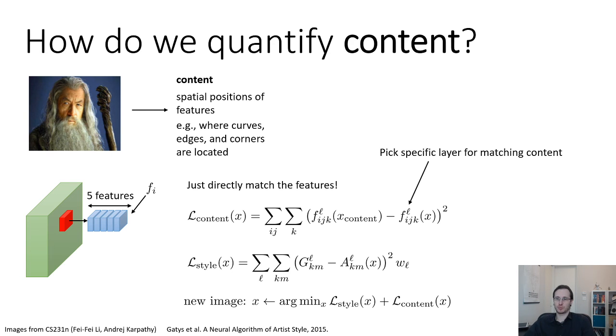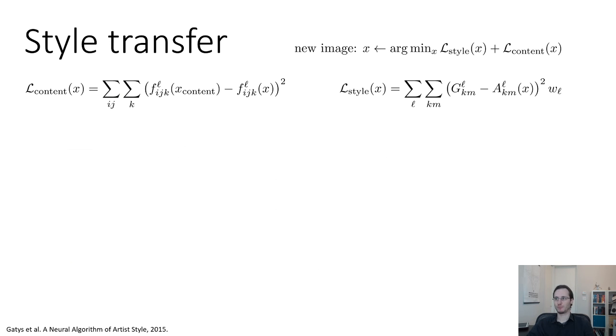Okay, so this is basically the procedure that we can use to take two images, one representing style, one representing content. We match the gram matrix to the gram matrix of the style image, and we match the feature activations at particular positions to their corresponding activations in the content image. So let's look at what this does. It's actually pretty remarkable, the kind of fidelity that you can get with this approach.